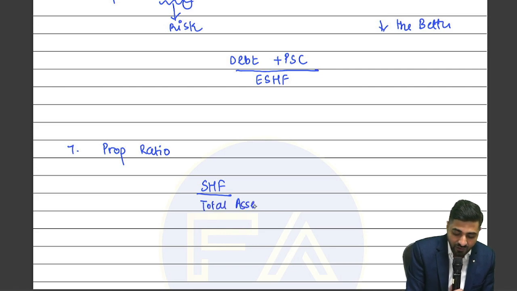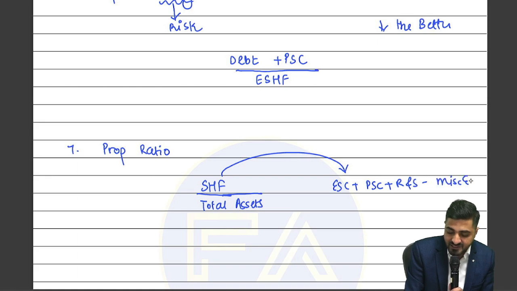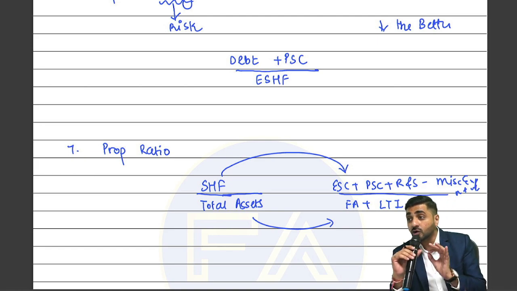Now look at my wordings, beta. The wordings are shareholders' fund. Which elements will come in the shareholders' fund? Equity share capital plus preference share capital plus reserves and surplus minus miscellaneous expenditure not written off. And your total assets deals with what? Fixed assets plus long-term investments plus current assets. So this will be part of your total assets.